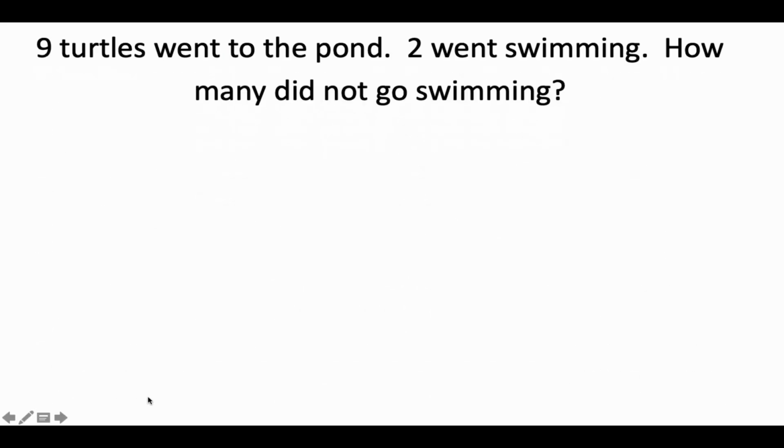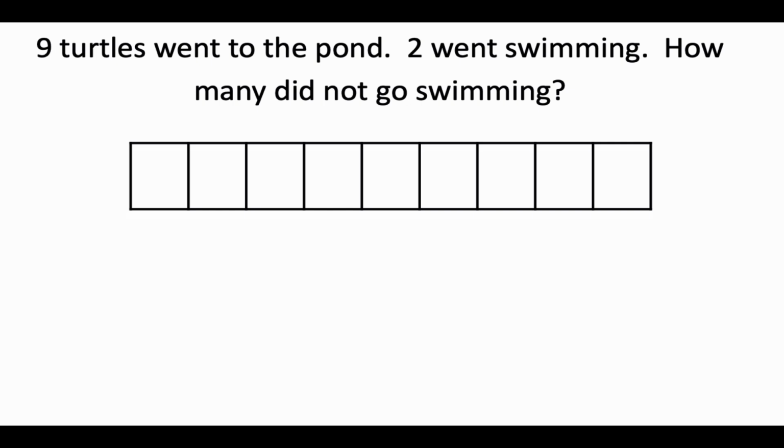Okay, so we're going to try one together. You don't have to do any work, though. You can put your stuff down. All right, so 9 turtles went to the pond. 2 went swimming. How many did not go swimming? So we're going to think of different ways we can model this. So what if I had counting cubes, just like this? How would you model using the counting cubes, just like that on your paper? You can't break it apart because it's not actually cubes. It's just a picture. Yes, you would draw a line. And go ahead with your finger, just imaginarily draw that line where you would draw it to show the 2 left to go swimming. Yes, right there.